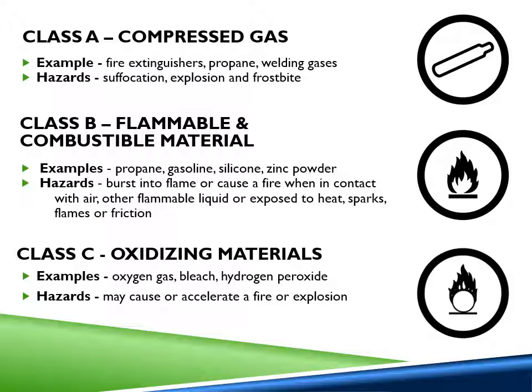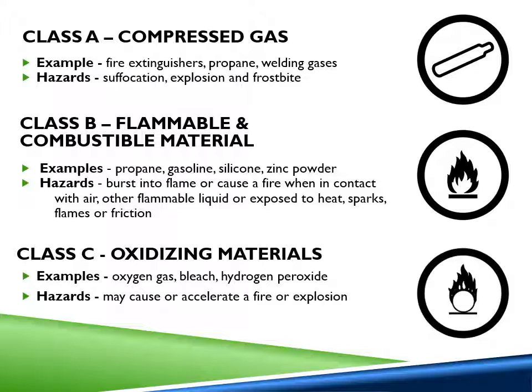There are 6 divisions listed within this hazard classification. Examples include propane, gasoline, silicone, and zinc powder. These hazards may burst into flames spontaneously or cause a fire when in contact with air, other flammable liquid, or exposed to heat, sparks, flames, or friction.